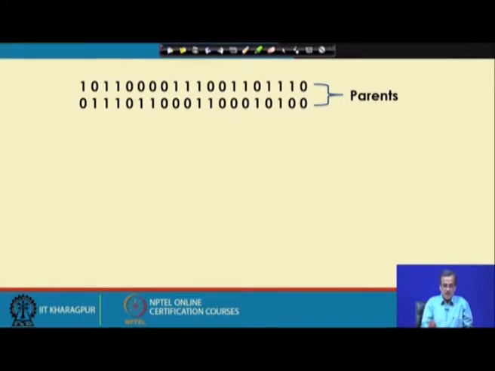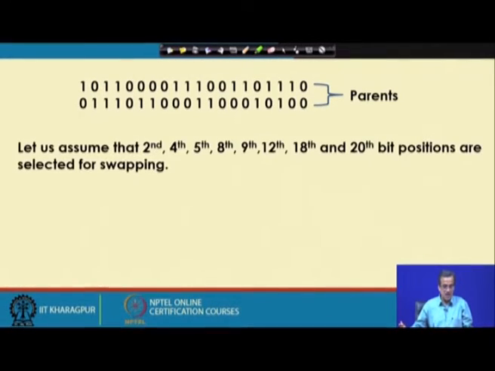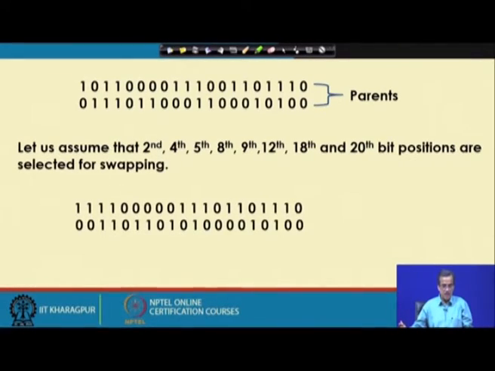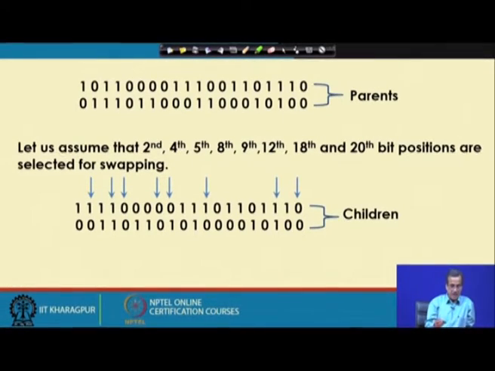Now, if we consider these two parents, and if I consider that a head has appeared at particular bit positions, then let us see how to find out the children solution. Let us assume that the head has occurred at the second, the fourth, the fifth, 8th, 9th, 12th, 18th and 20th positions. That means in these positions there is a success in coin tossing, that means the head has appeared. So, there will be swapping.